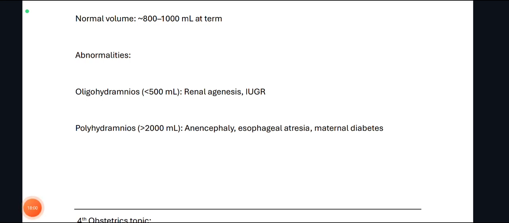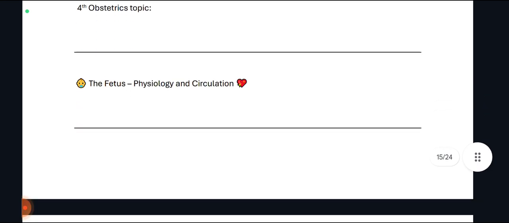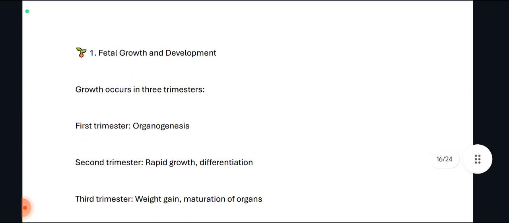Okay, so this completes our third topic, which was about the placenta and the fetal membranes. Now coming on to the fetus, the physiology and circulation of the fetus. The growth of the fetus is divided into 3 trimesters. In the first trimester occurs organogenesis. This is the part which is most susceptible to teratogens. And this is where vitamin B12 supply is essential, otherwise the fetus can develop neural tube defects.